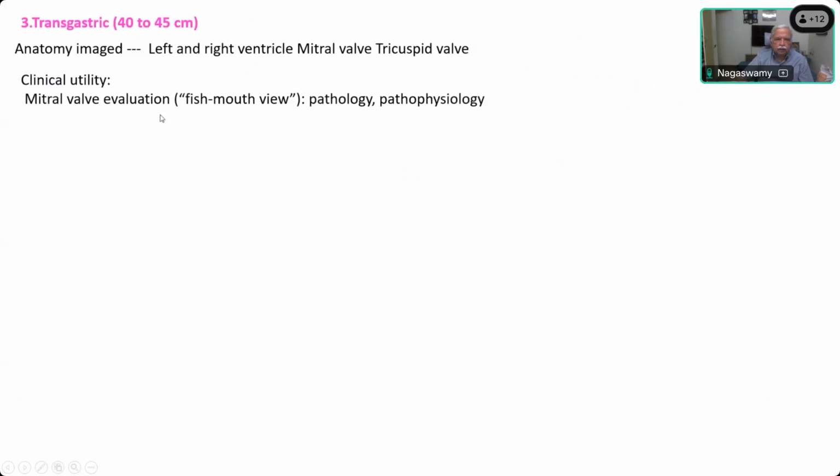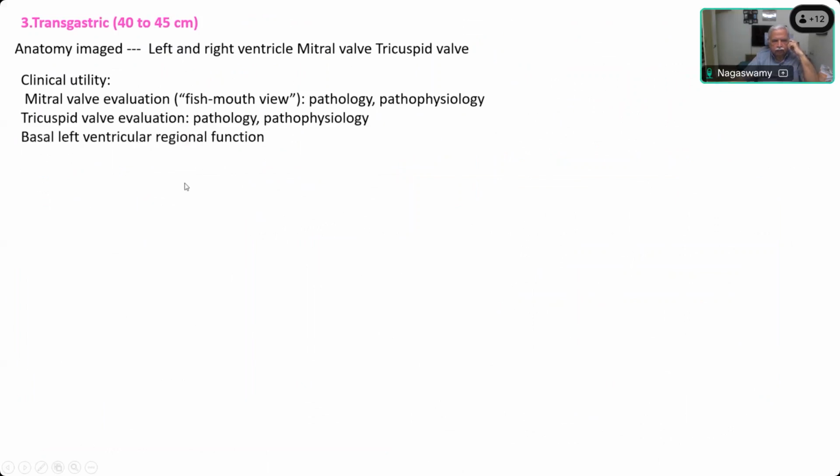The transgastric, 40 to 45 centimeters, it is mainly the left and right ventricle, mitral valve, and tricuspid valve. Clinical utility is mitral valve evaluation, like a fish mouth view, or pathology and pathophysiology. Similarly, tricuspid valve evaluation can be done, and basal left ventricular regional function can be assessed, and basal right ventricular regional function can also be assessed by the transgastric view.